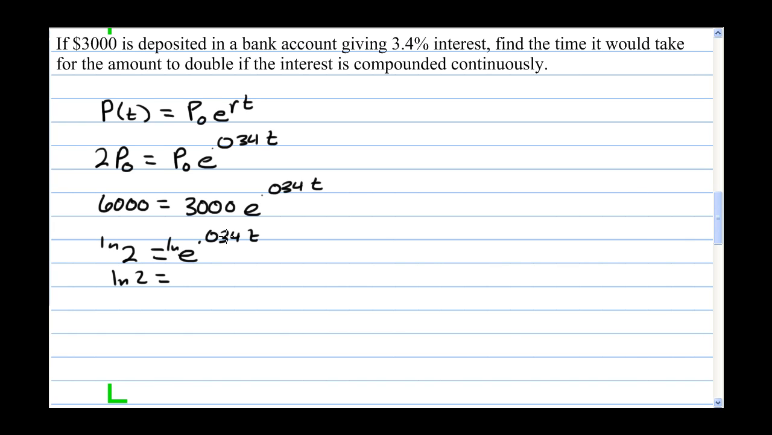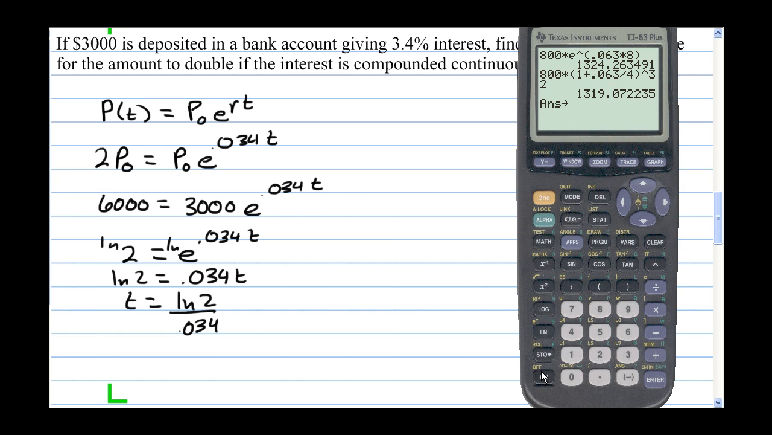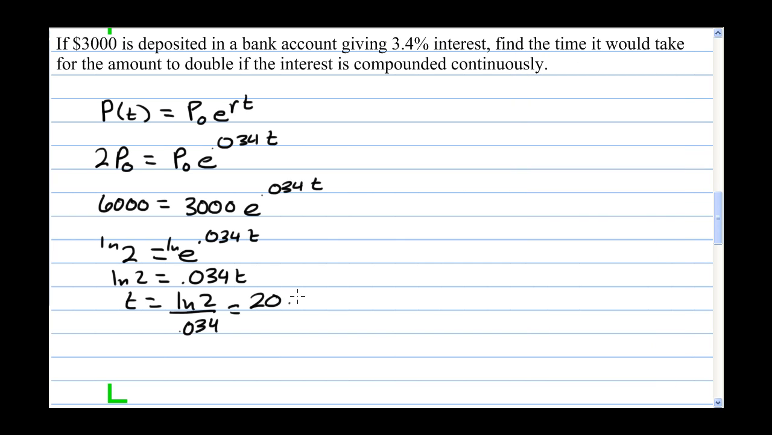Now we want the natural log of both sides, and we take the natural log of e to the 0.034 t. You just get 0.034 t because that's inverse operations. So t equals the natural log of 2 over 0.034. Let's grab the calculator. We have the natural log of 2 divided by 0.034. And we get 20.387. I solved for t, so that is years. It's going to take about 20 years to double the money.